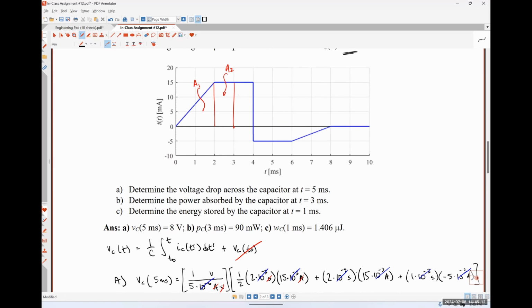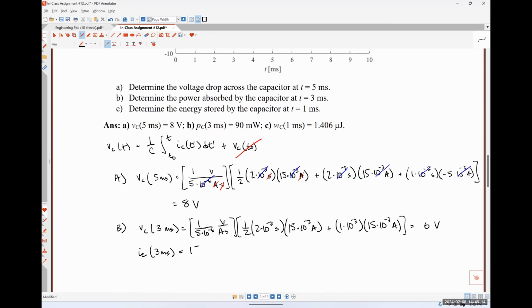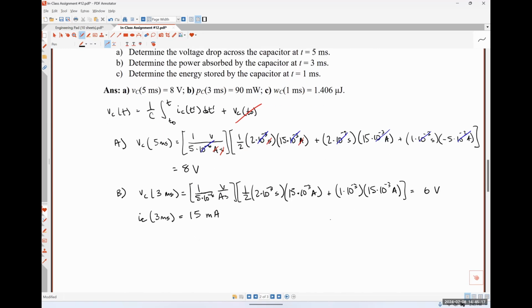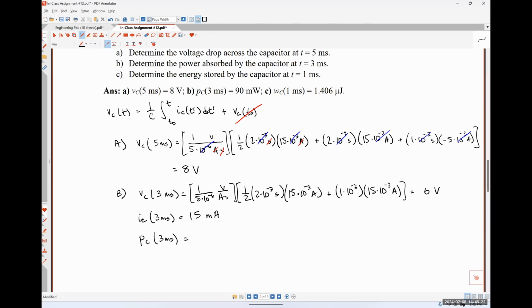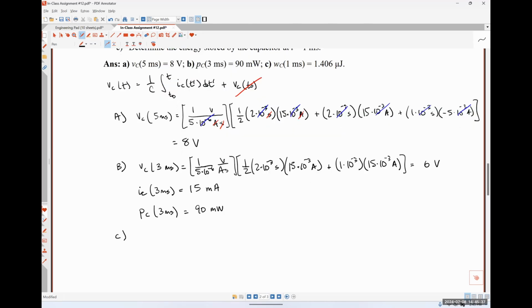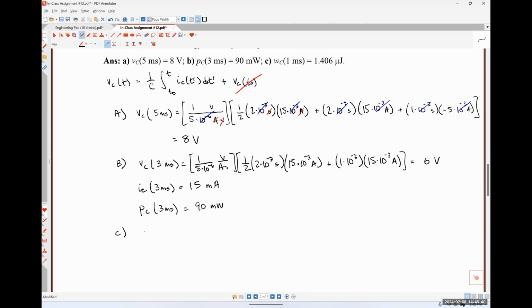$15. 15 milliamps. And from this, our power at 3 milliseconds is 6 volts times 15 milliamps, looks like 90 milliwatts. Easy enough. Lastly, we're asked to determine our energy stored by the capacitor at t equal to 1 millisecond. Just as a reminder, the energy stored by a capacitor is 1/2 C V squared.